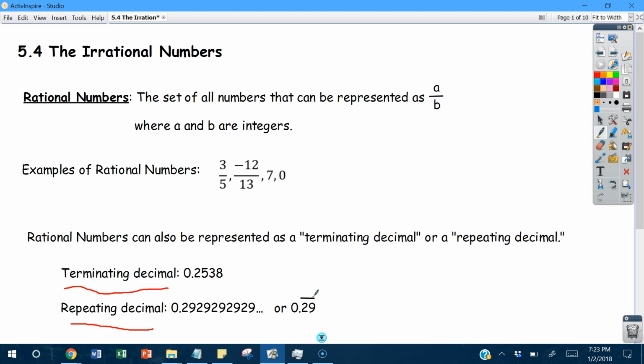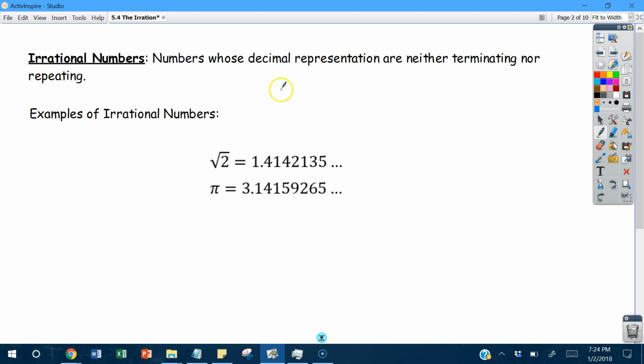So rational numbers can be written as decimals either by having a string of digits that at some point stop, or by having repeating digits, or we can write them with a little bar over it. Either one of those is a rational number. Irrational numbers are numbers whose decimal representation is neither terminating nor repeating. So there's not a fixed number of digits after the decimal. It doesn't stop, and also, they don't repeat.